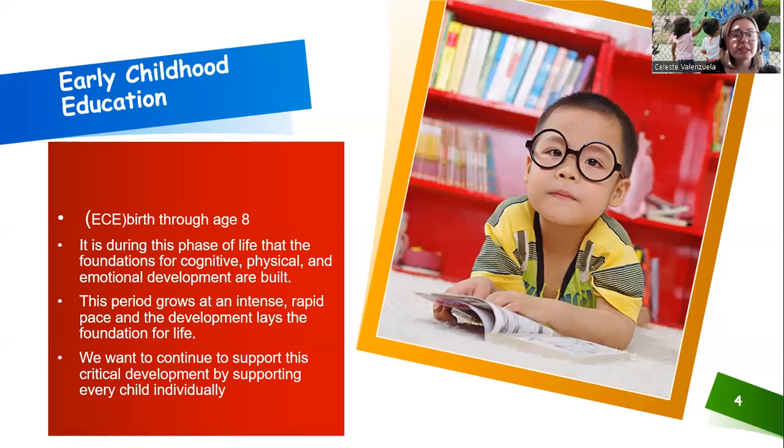We really want to continue to support this critical development by supporting every child individually, because we all learn differently. We all don't learn at the same rate. We all don't comprehend things at the same time. So it's important that you find ways to really meet that child's needs individually. And some would say, well, how would you do that? If you have a classroom of 12 children, or more?